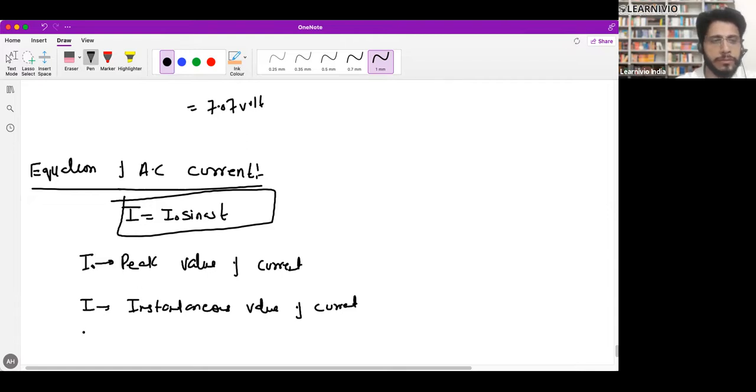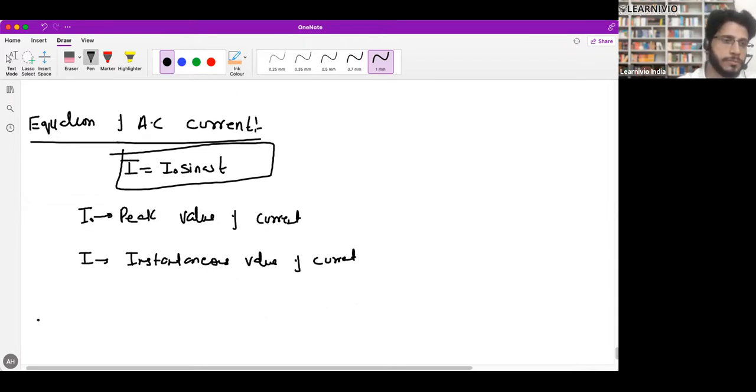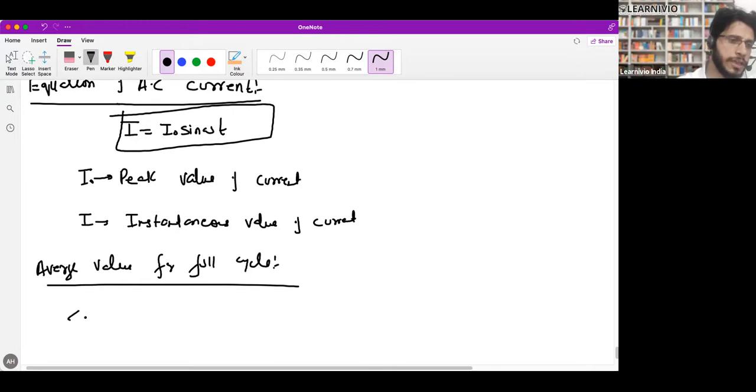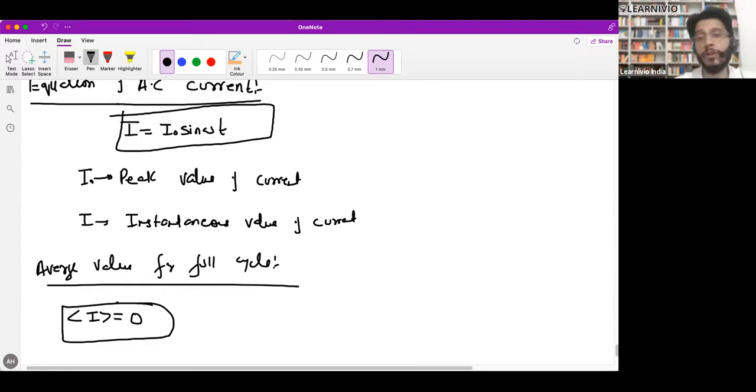And what is omega? Angular frequency. Very good. Next is average value for full cycle. Similar result. Shahzada, do you remember average value for full cycle of EMF? For full cycle, average value is always 0.